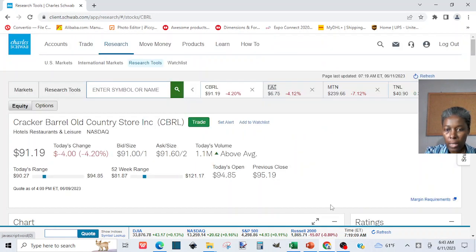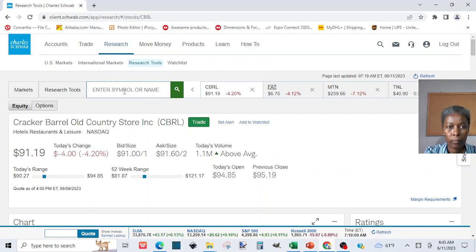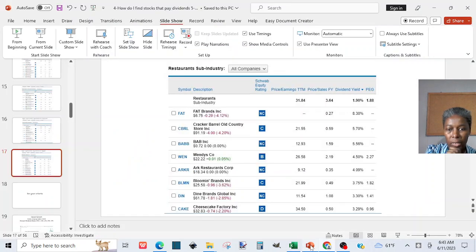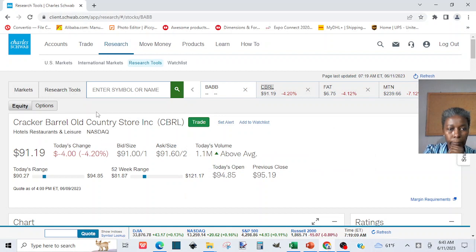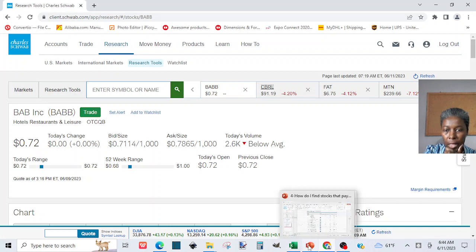So the next one is BABB. Let me double check the name here. Yeah, BABB. So BABB is selling on OTC. So we are going to eliminate it. We are not even going to continue with that.